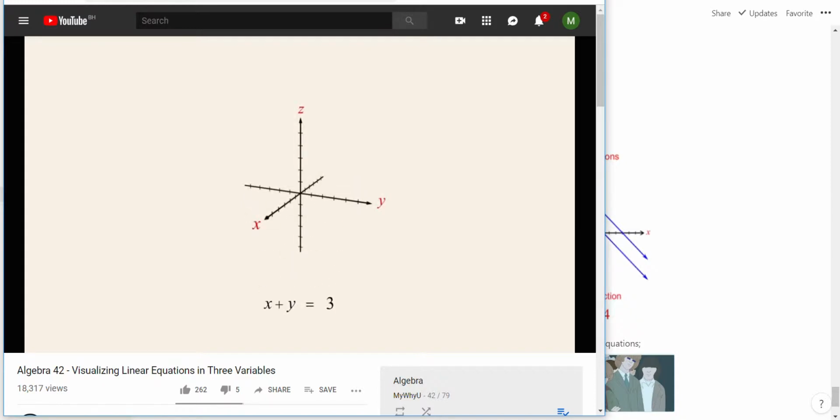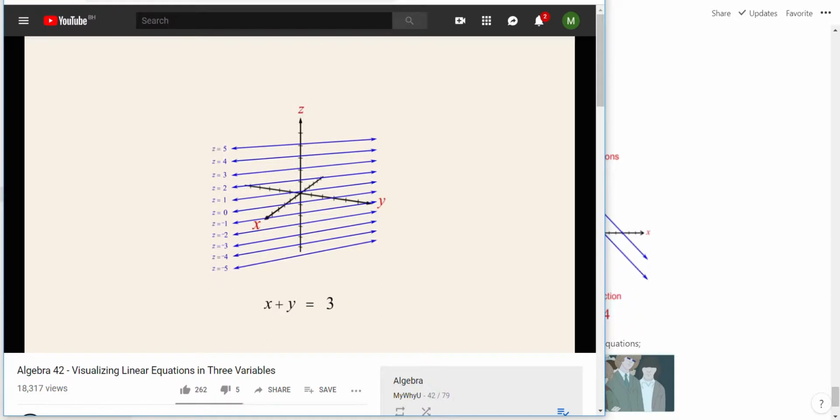Let's ignore z for the moment and plot this equation on the xy plane. This gives us a line which intersects the x and y axes. Every point on this line is a solution to the equation x plus y equals 3, where the z-coordinate of every point is 0. But there are more solutions than this. All points on any line where x plus y equals 3 are solutions to this equation regardless of the value of z.